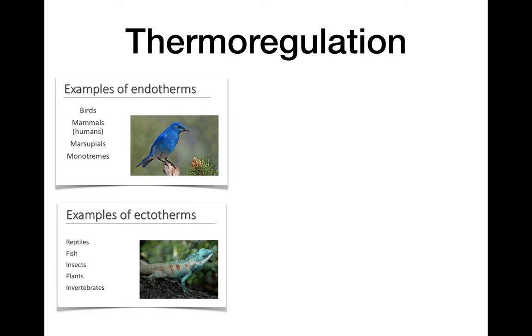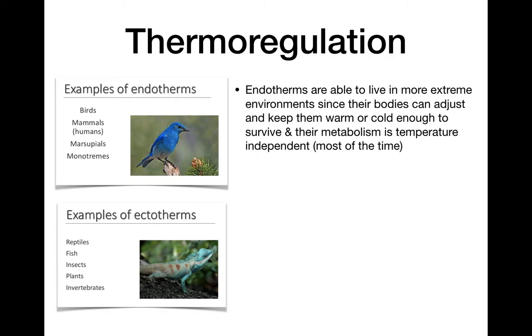Okay, so endotherms are able to live in more extreme environments. They don't have to stay in just tropical places. They can stay where it's colder or where it's warmer, and they can keep their body at a certain temperature. And their metabolism is also mostly temperature independent.